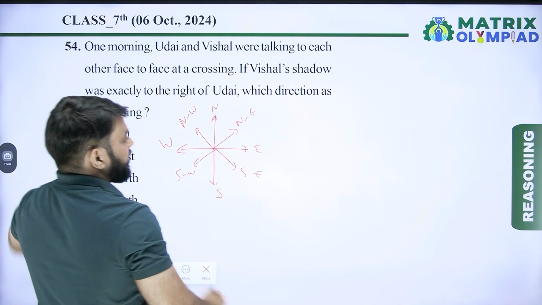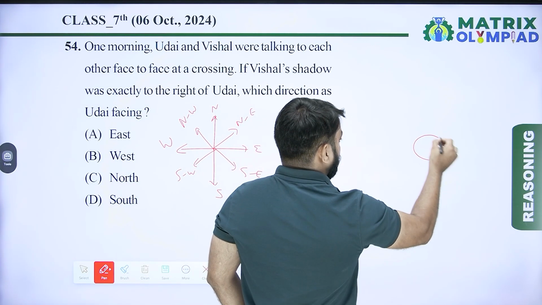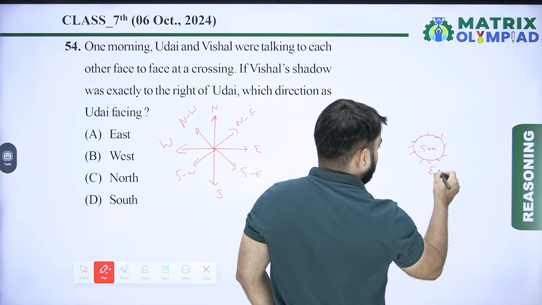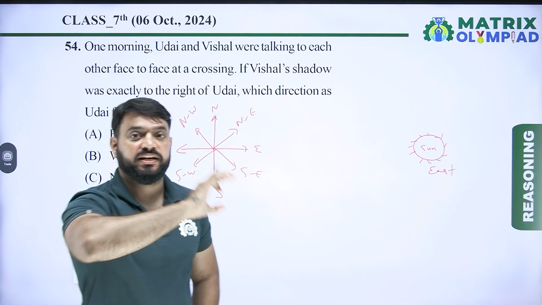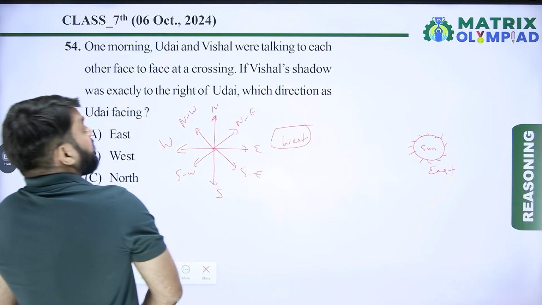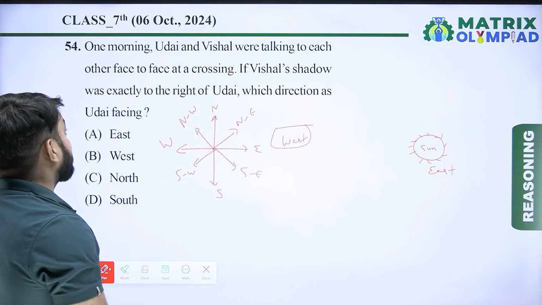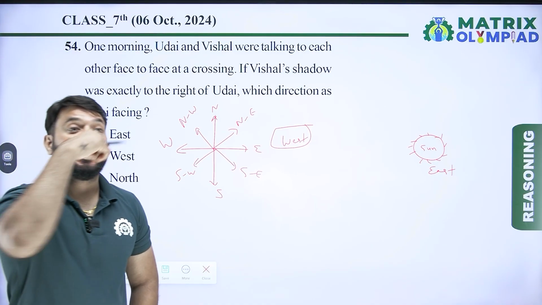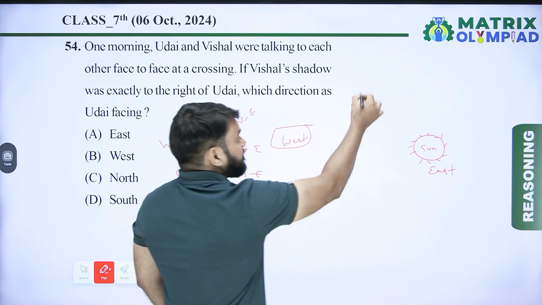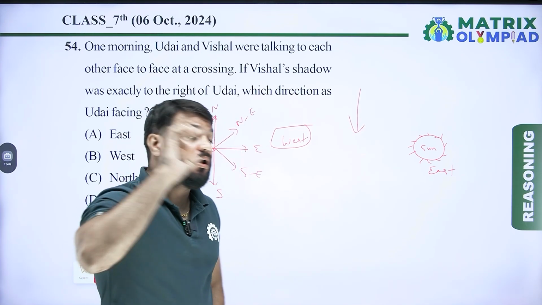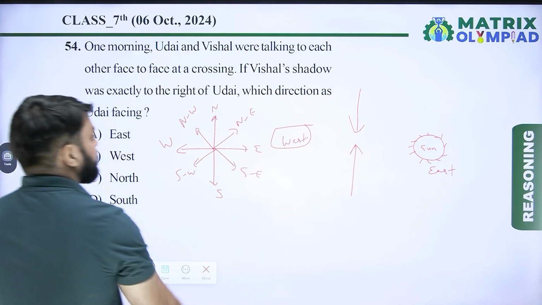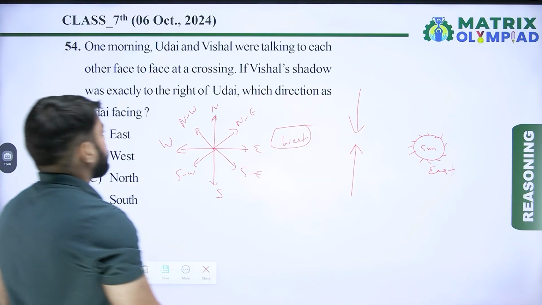According to the question, it is one morning. So in the morning time, the position of the sun is in the east direction, and the shadow is always found in the west direction. Vishal's shadow was exactly to the right of Uday. If the shadow is on the left or right of the person, it means the person is facing north or south.